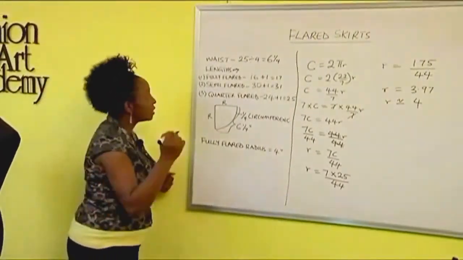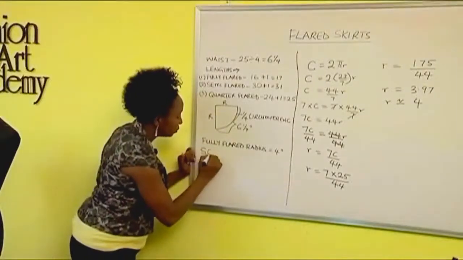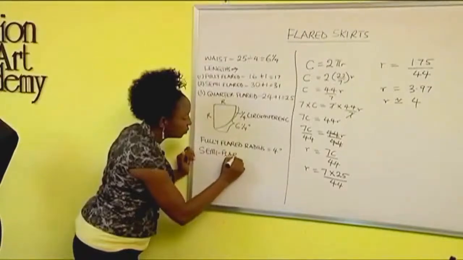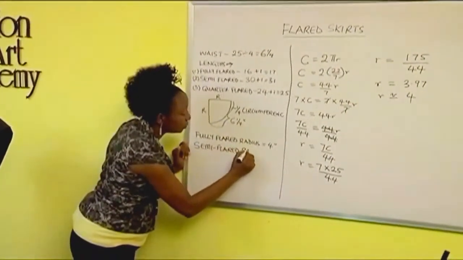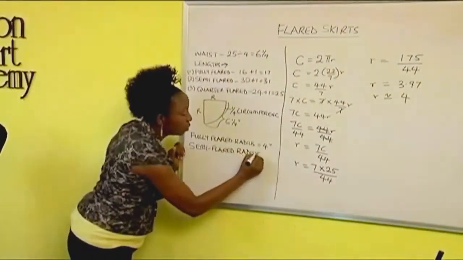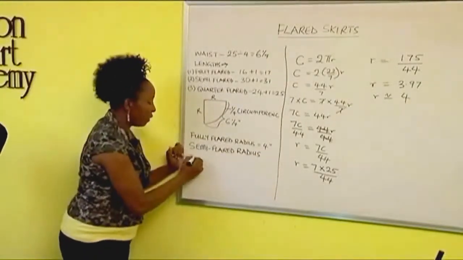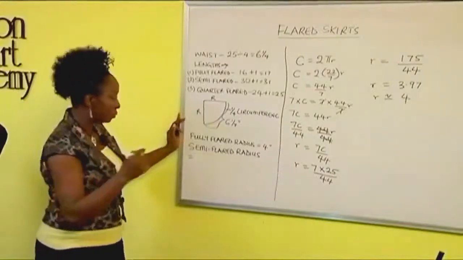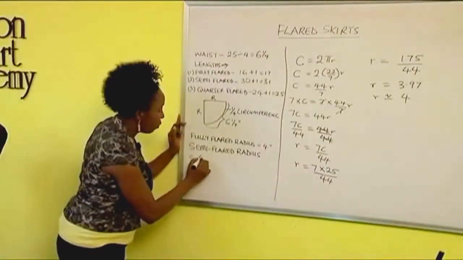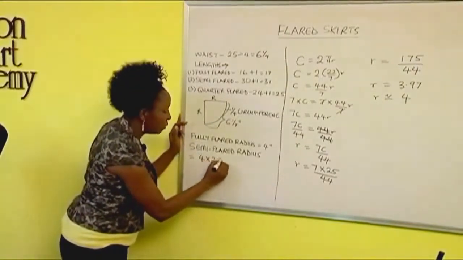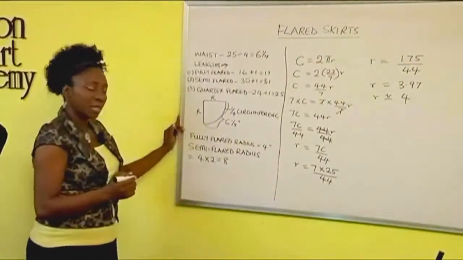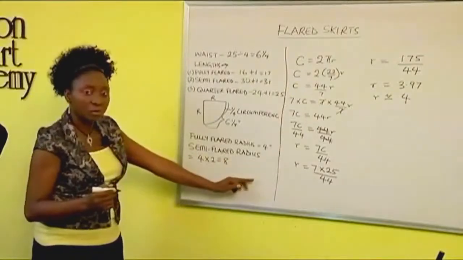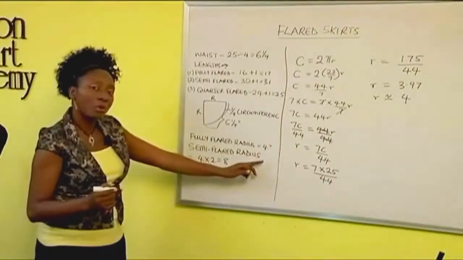So for our semi-flared radius, what I would do is take this 4 inches I have here and all I do is multiply it by 2. That's 4 times 2 will give me 8. That's what I'm going to use. I'm going to use 8 inches for my semi-flared radius. I'm not going to use 4 inches.